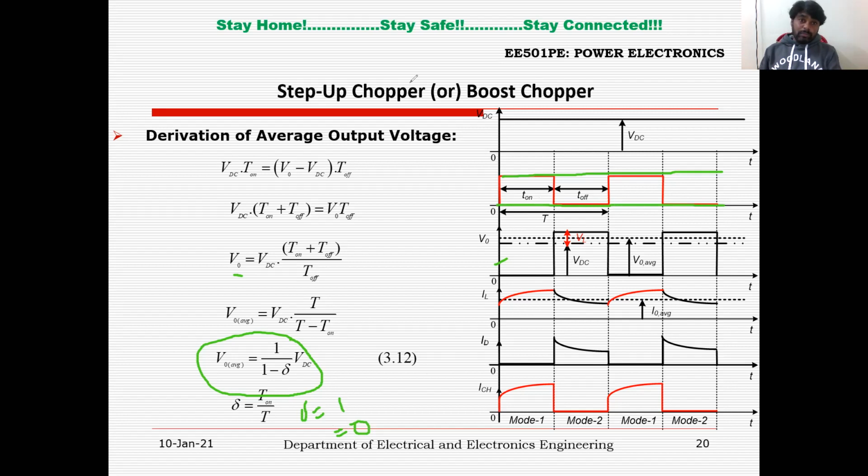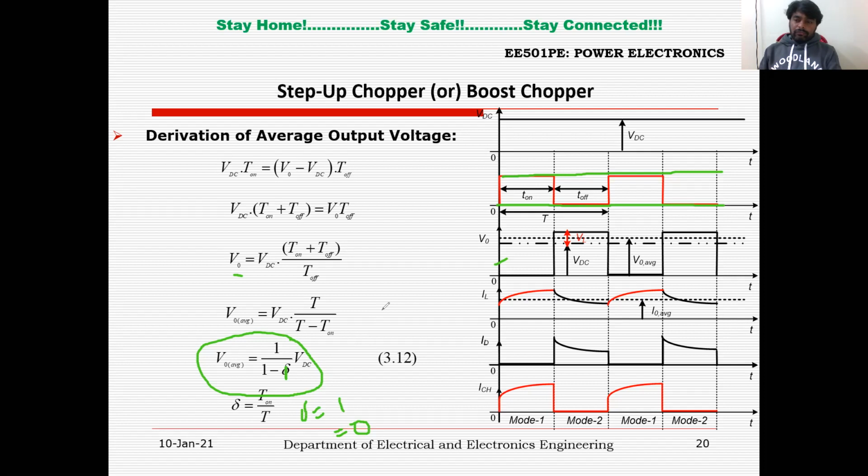So let us see at these 2 points, what is the output voltage? These are the extreme points. Now delta equal to 1, if I substitute 1 minus 1, it is 0 in the denominator. So 1 by 0 will be infinity, which is not possible practically. Ideally, you can say it is infinity, but it is not practical. Due to parasitic effects, it is not possible. And you may get the average output voltage 2 to 3 times the input voltage.